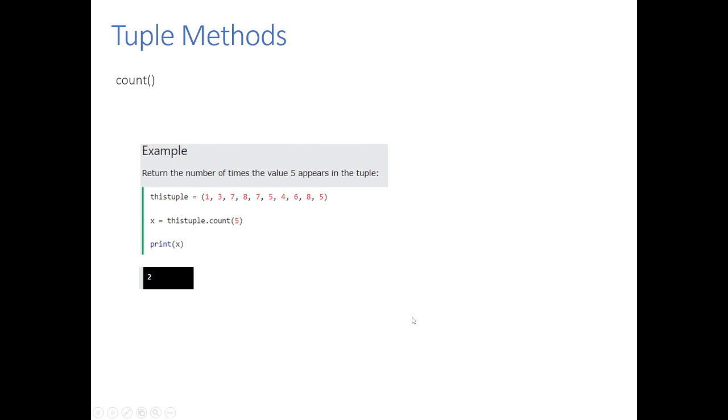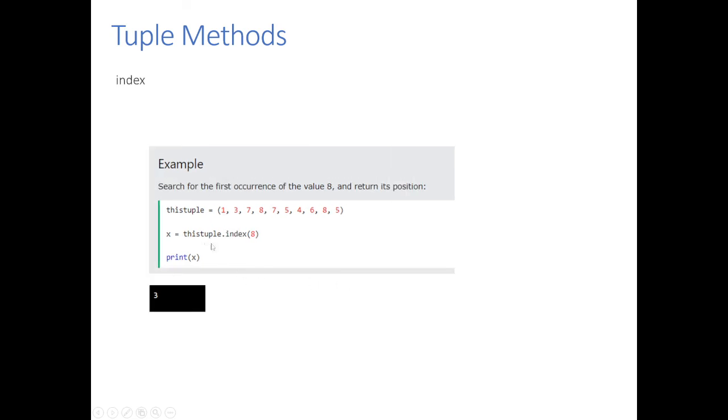Tuple methods. We have the count tuple method. It returns the number of times the value 5 appears in the tuple. So this tuple equals 1, 3, 7, 8, 7, 5, 4, 6, 8, 5. So x is equal to this tuple dot count 5. It will count how many times 5 appeared in this tuple. In this case, we have 2 times. So if we print x, it will print 2.